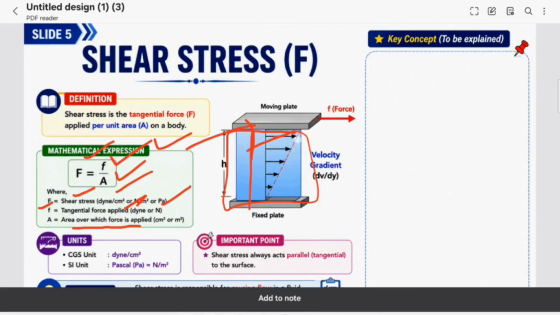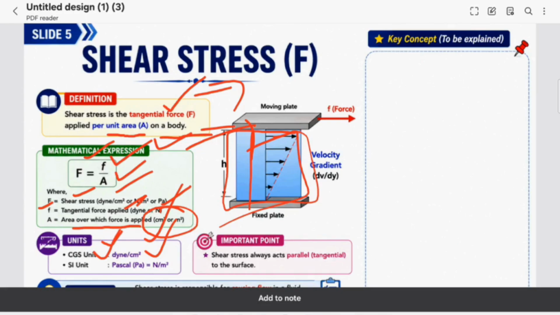So this is the fixed plate, and the area is represented as centimeter square or meter square. Now we are going to simplify this one. The shear stress is the tangential force, that is the parallel force which we apply per unit area on a body. The CGS unit is Dyne per centimeter square, and the SI unit is Pascal, that is Newton per meter square.